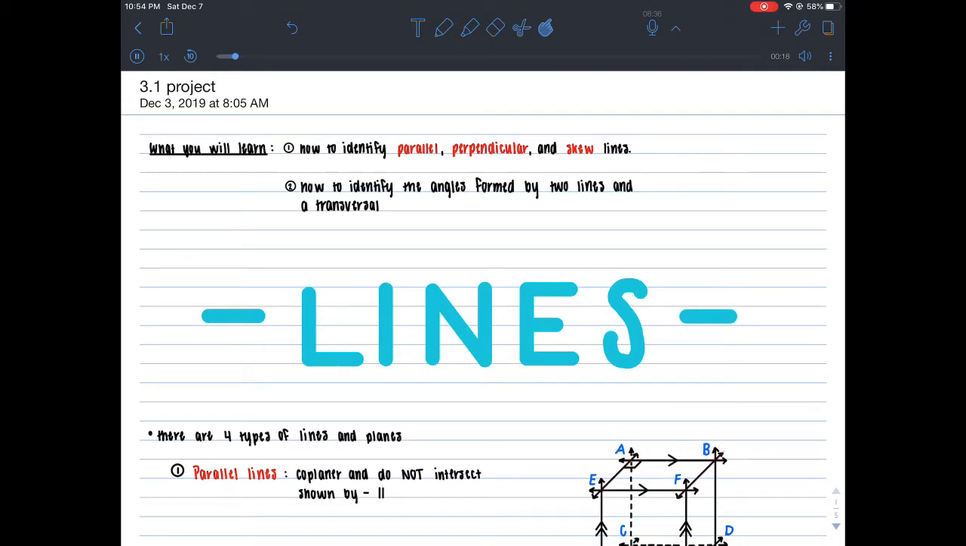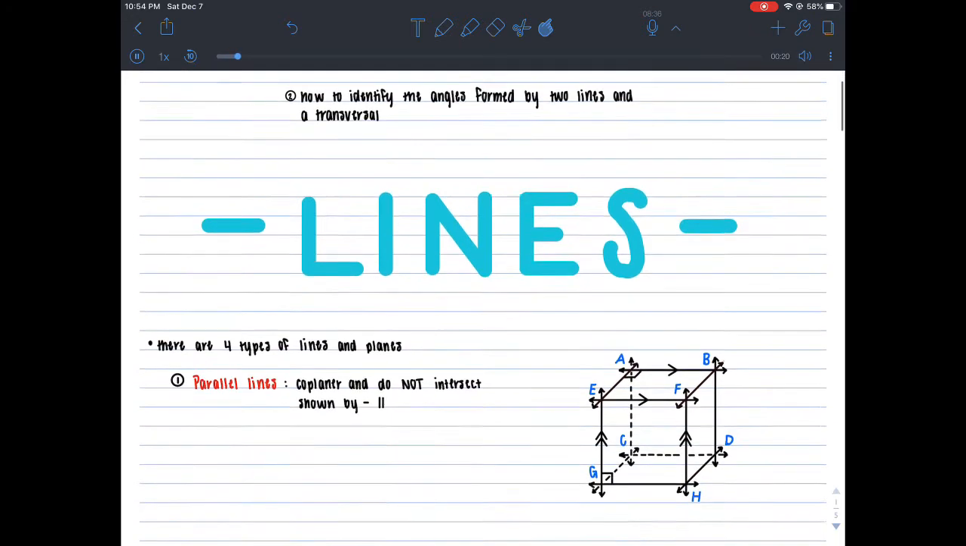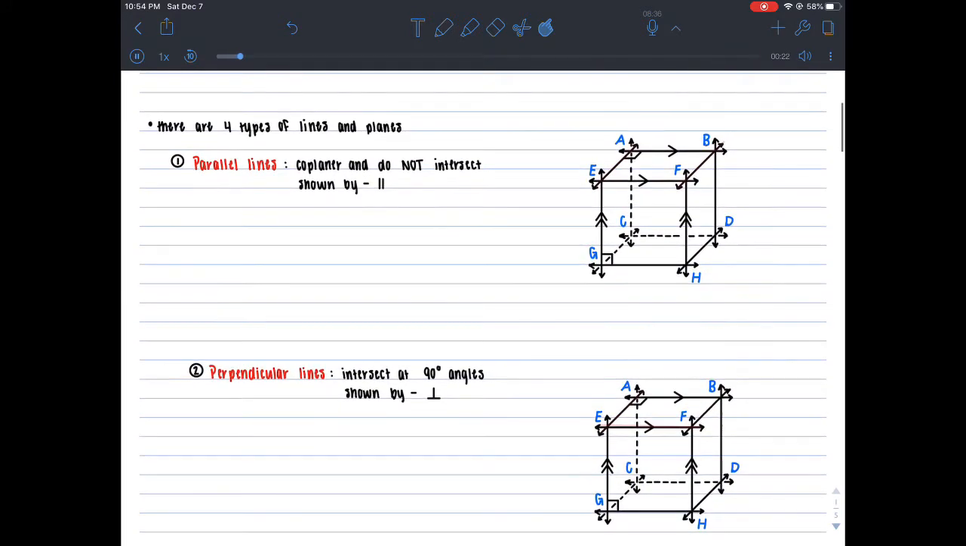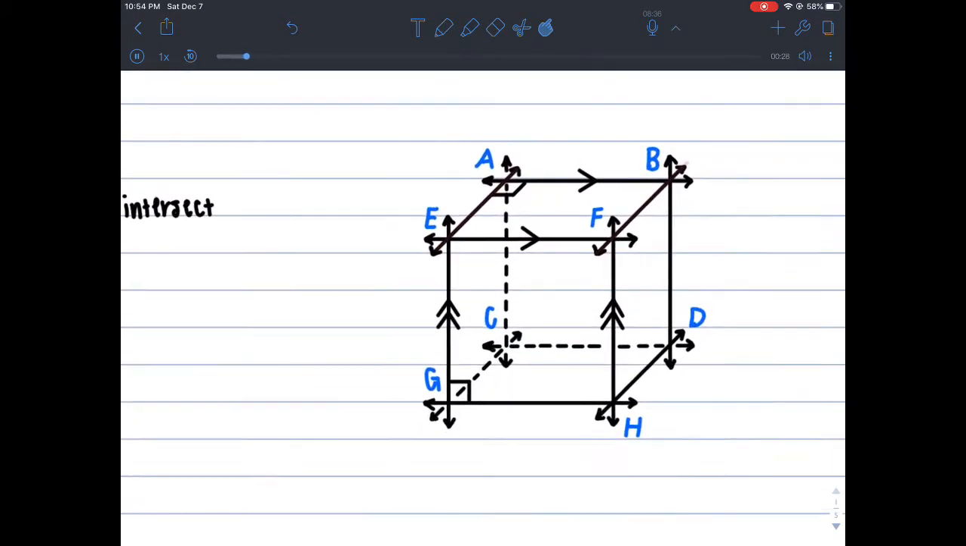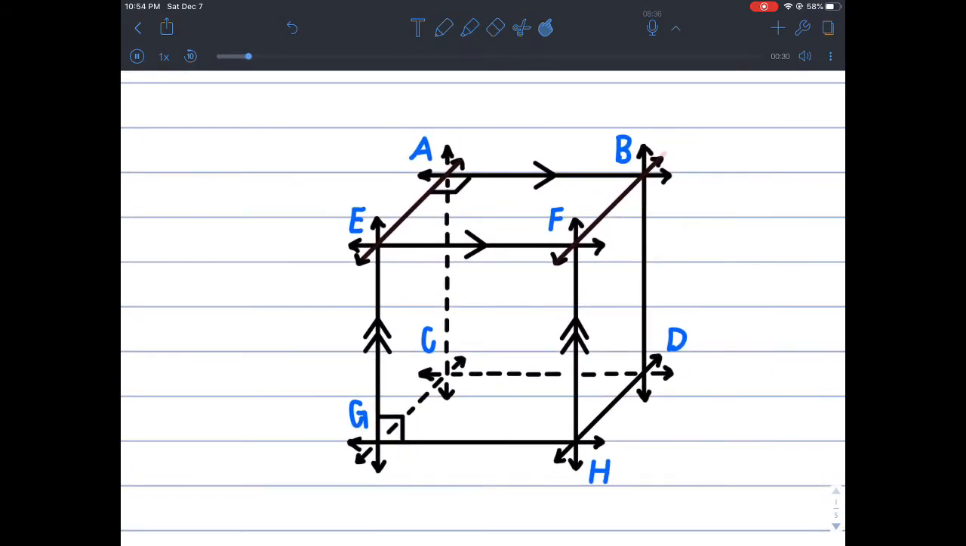There are four types of lines and planes that you need to know. Our first type of line is a parallel line. Parallel lines are coplanar and do not intersect. On our diagram, parallel lines will look something like this. Line EA is parallel to line FB.